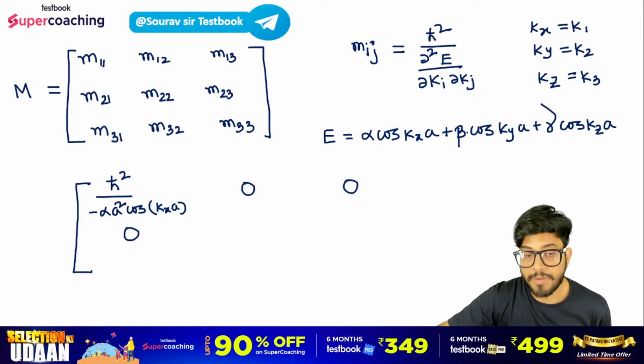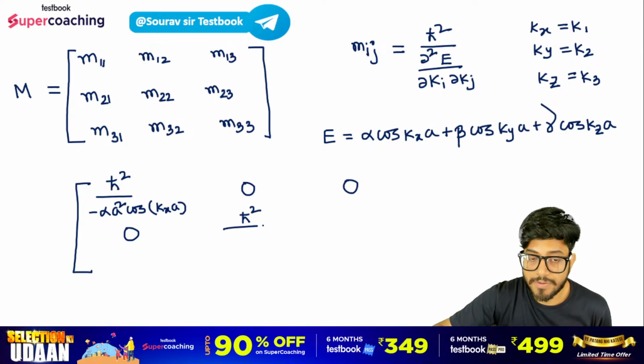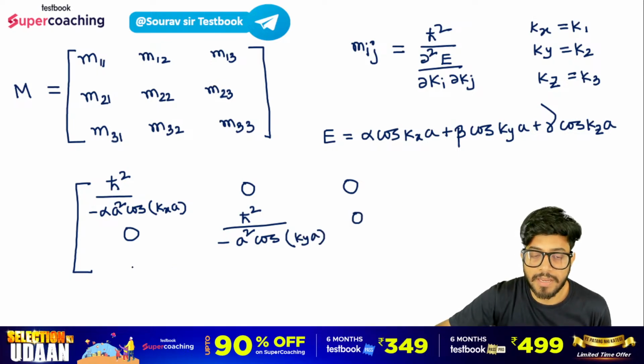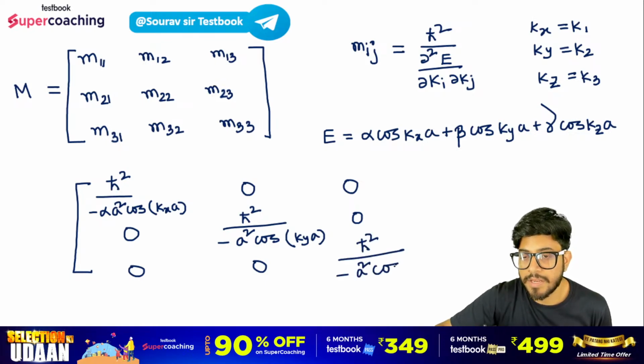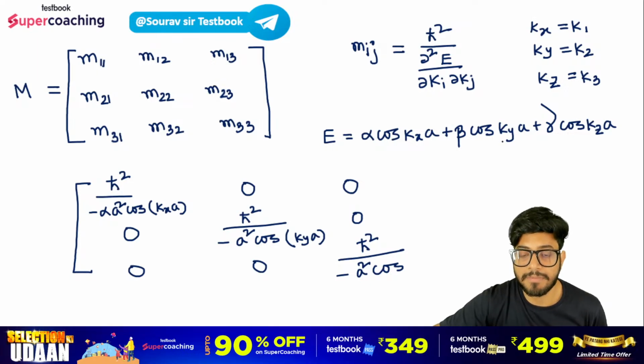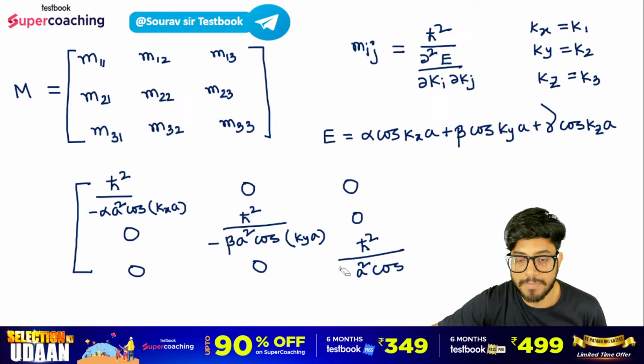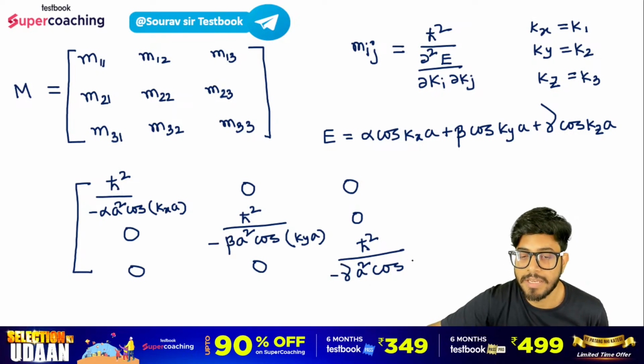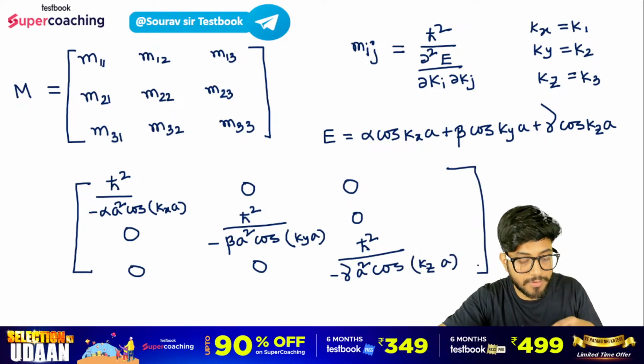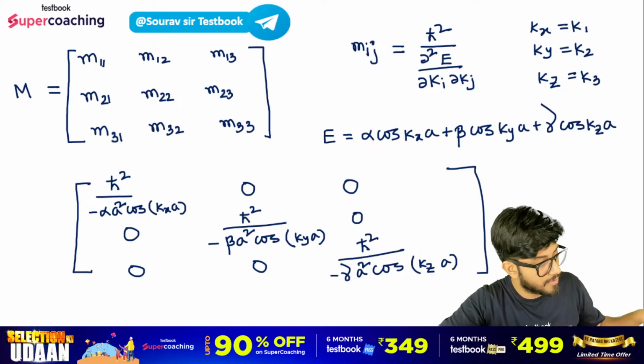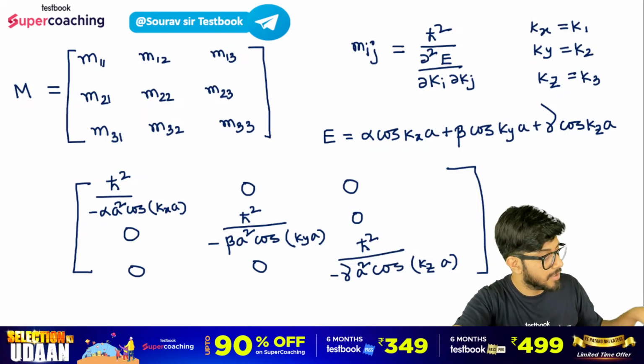If I do the differentiation with respect to ky twice, it will probably give me h cut square divided by minus a square cos of ky into a. And then of course 0 over here, and here it is 0, 0. The last term would be h cut square divided by negative of a square into cos of, well, there must be some alpha, beta and gamma. So it will be alpha, this one, here you need to have a beta, and here you need to have a gamma a square cos of kz into a. I think the matrix is just now ready in front of you. So once you know the matrix, it should be easy for you to just write down the values. It shouldn't be a tough job.